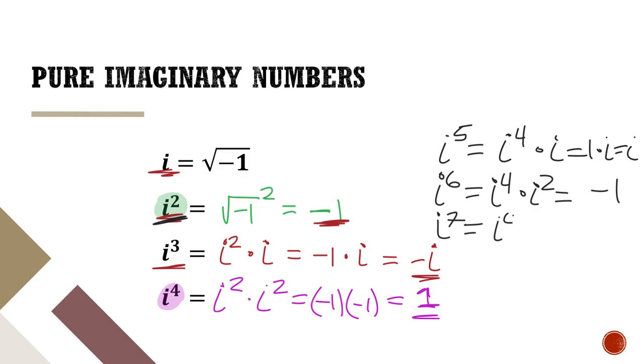And we can keep going down this list. i to the 7th is i to the fourth times i to the third, which we know what i to the third is, it's -i, and then i to the eighth is equal to i to the fourth times i to the fourth, which is 1 times 1, or 1. And it will keep going down. These will repeat i, -1, -i, 1. It'll keep repeating over and over again.